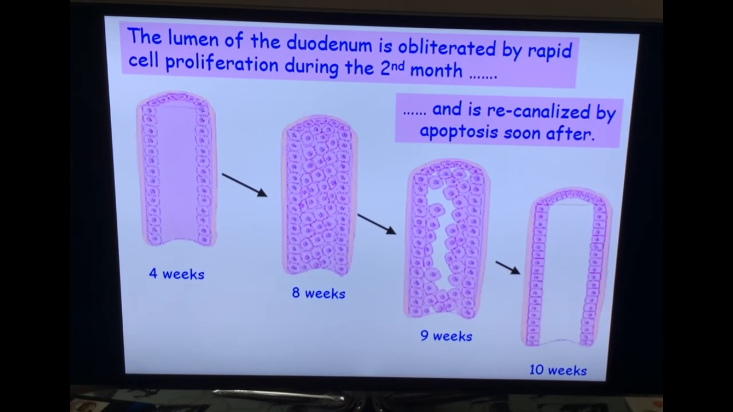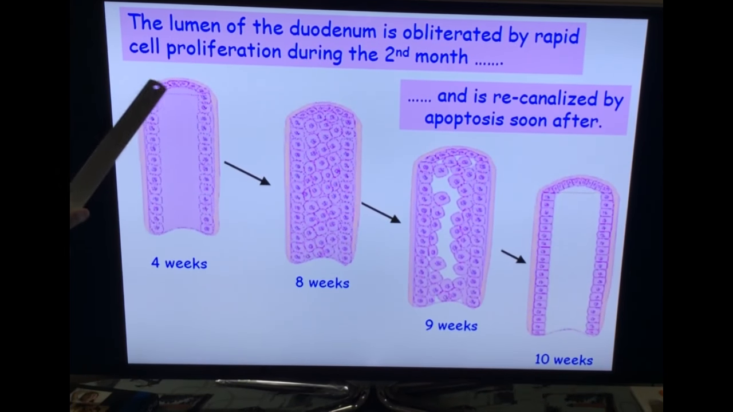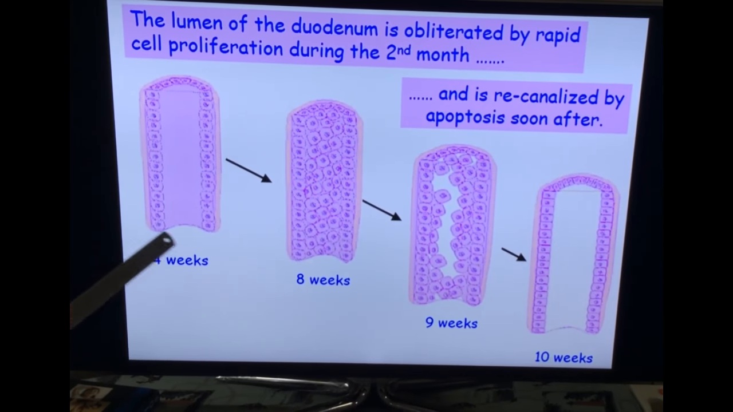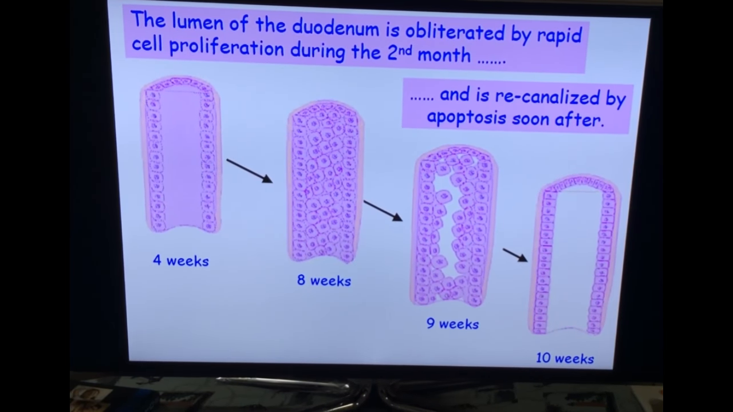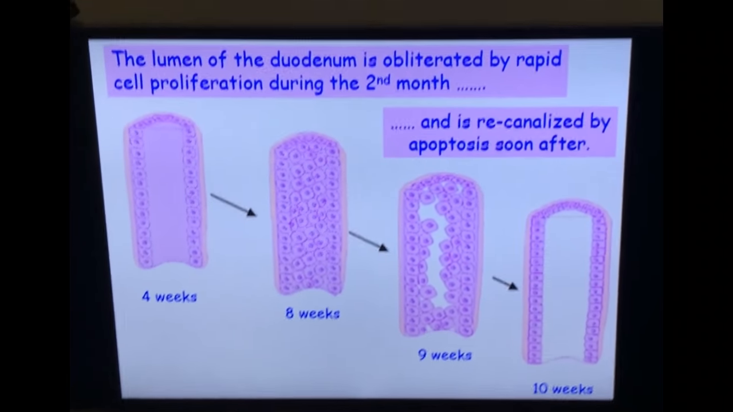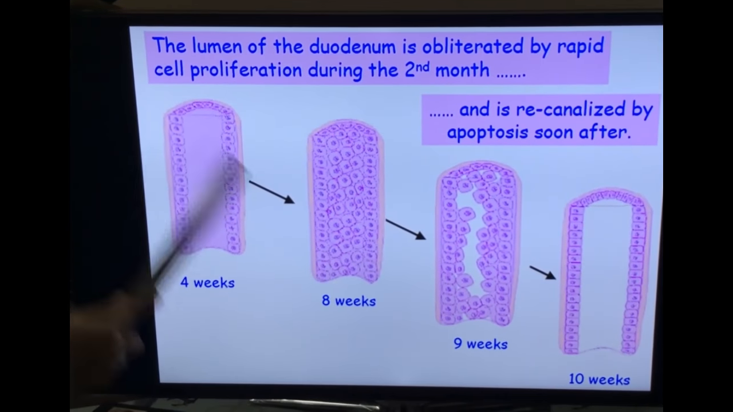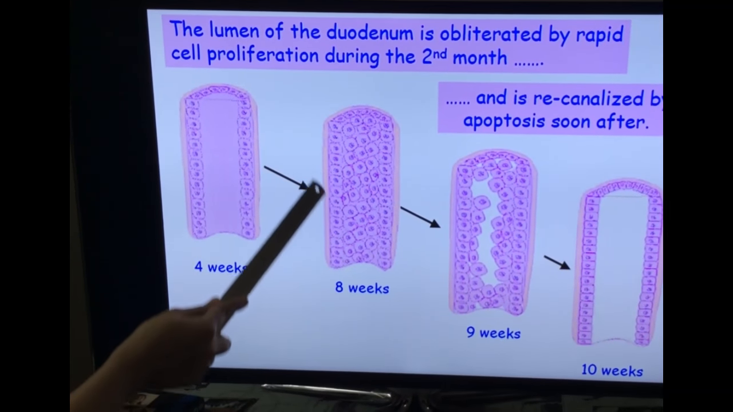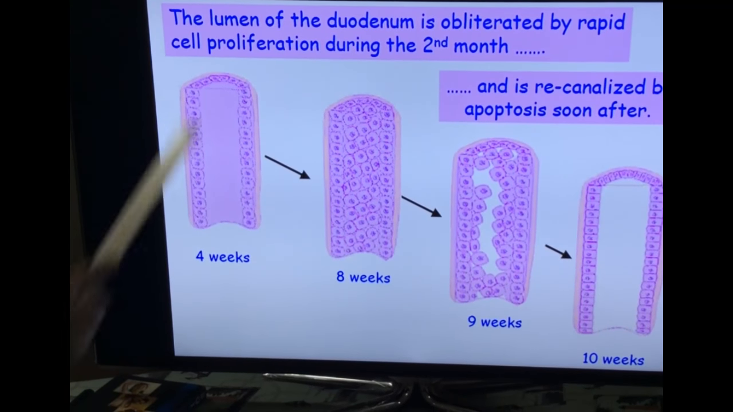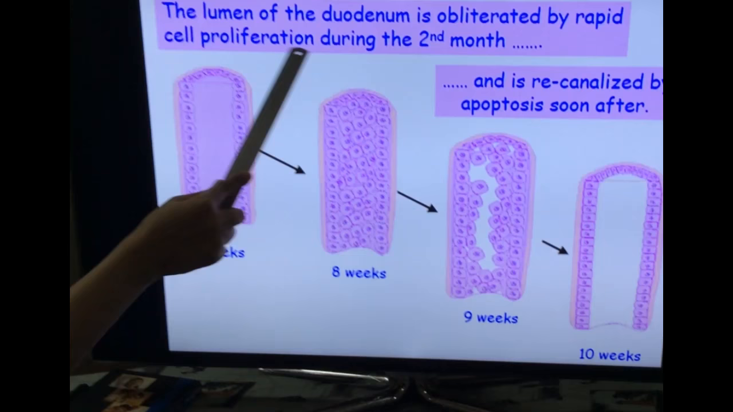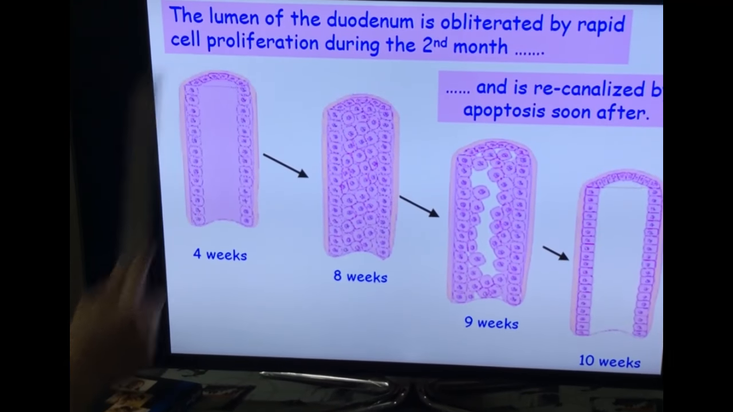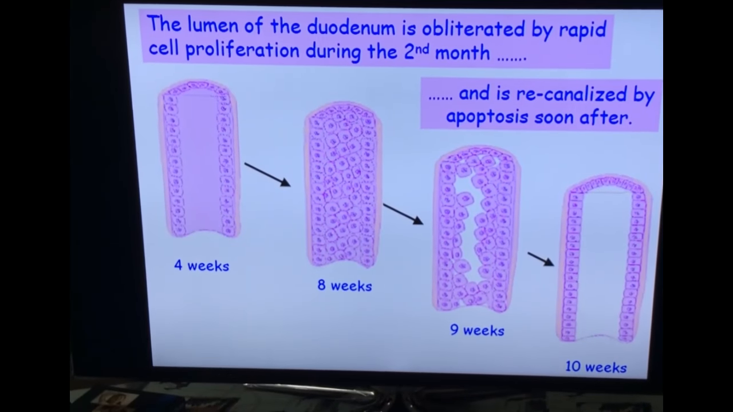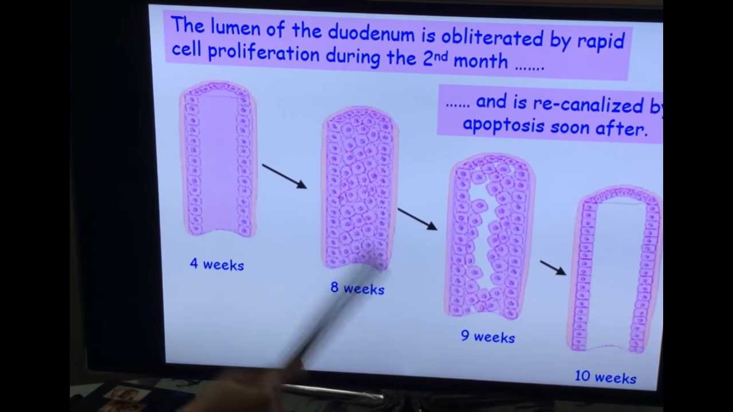When you see the lumen of the duodenum, this is the lumen and this is the epithelium. The epithelium undergoes changes and there will be proliferation of the epithelium. Initially this is at the 4th week. At the 8th week there will be complete closure of the lumen due to the proliferation. The epithelial cells undergo proliferation and completely close the lumen, which is at the 8th week.